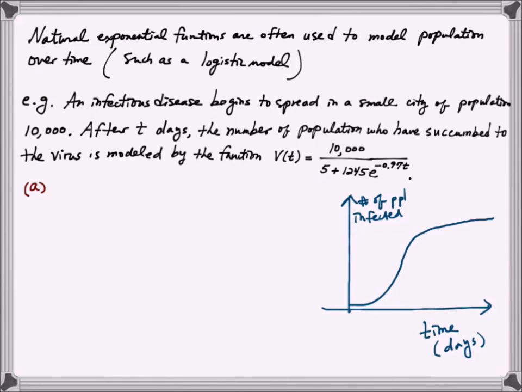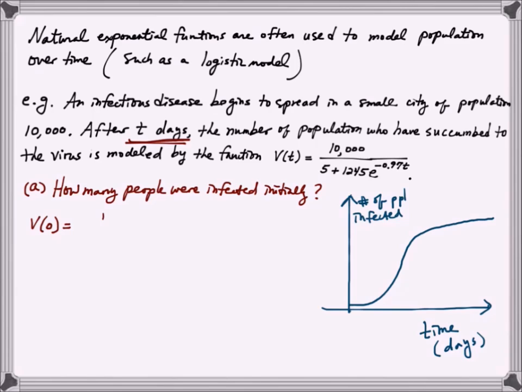First question, how many people were infected initially? Since the t-value represents the number of days after the first infection, we would set t equal to 0 to figure out how many people were infected initially. That is to find the value v of 0.